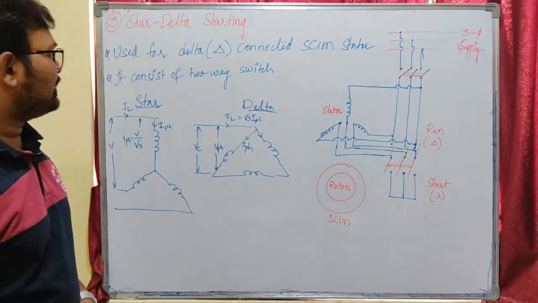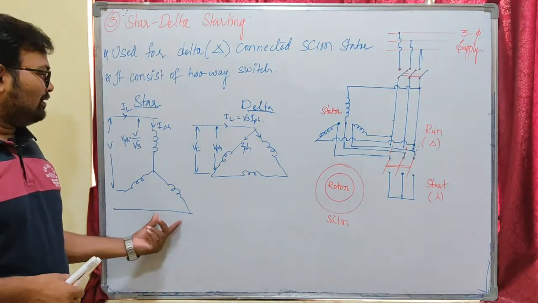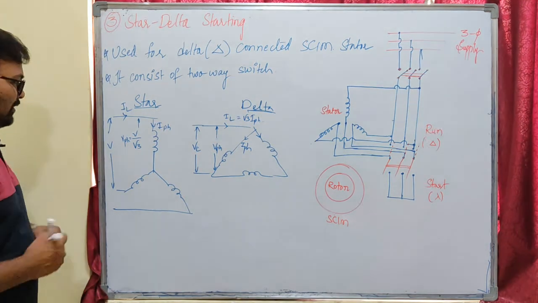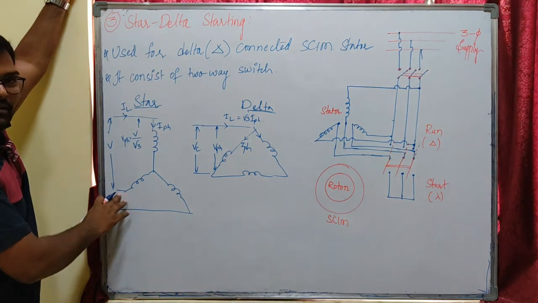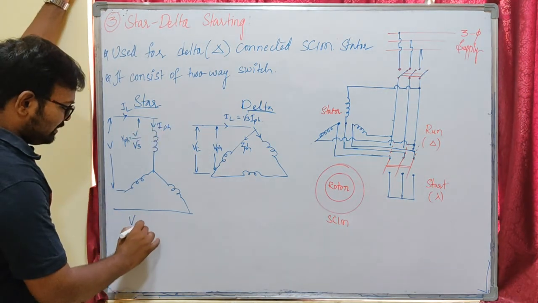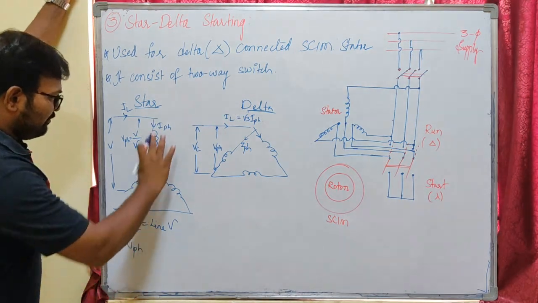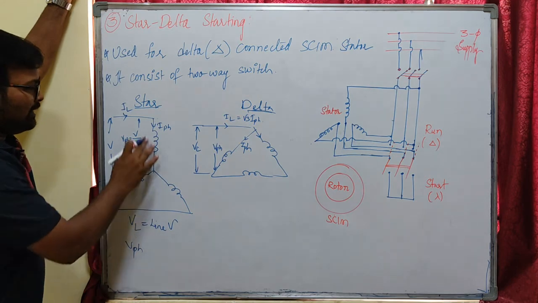So let us see the star delta starting. Before going to star delta starting, we must know the properties of our star and delta connections. Here you can see in star connection, if I apply line voltage between two lines, the phase voltage will become, if my line voltage is VL, the phase voltage means the voltage between one single line and a neutral point.